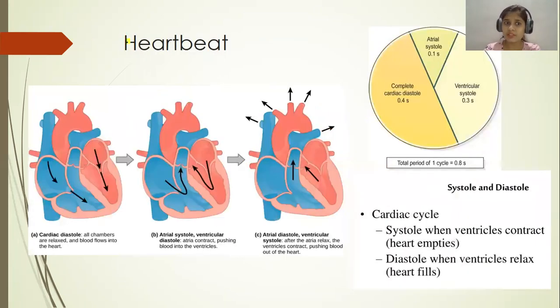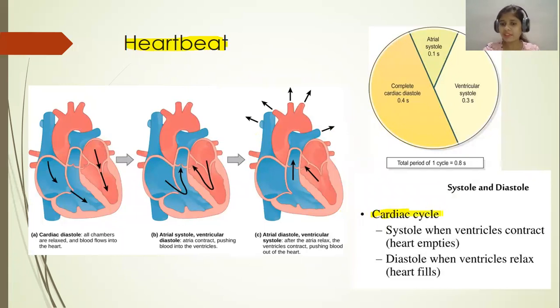Next we have the heartbeat and the cardiac cycle. We hear this lub-dub sound when we put a stethoscope to our heart. That is the heartbeat. Now, what are the reasons for the cause of these heartbeats? Before that, we need to know about the cardiac cycle.